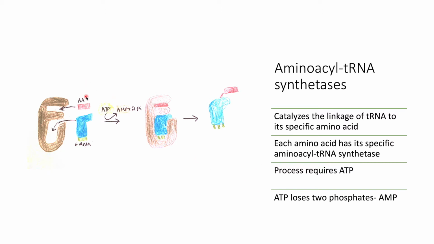First, the amino acid binds to the enzyme's active site, and ATP binds. ATP loses 2 phosphates, becoming AMP. The matching tRNA then binds to the amino acid, replacing AMP in the enzyme's active site. The tRNA is then released, bound to its proper amino acid.